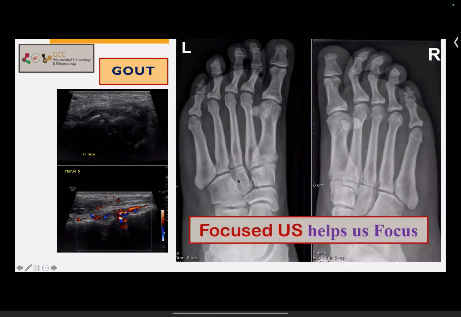So focused ultrasound helps us focus, basically. So it's always a good habit to have that skill in hand. If you do MSK ultrasound, always go back and look at the X-rays, and then you can make a difference.